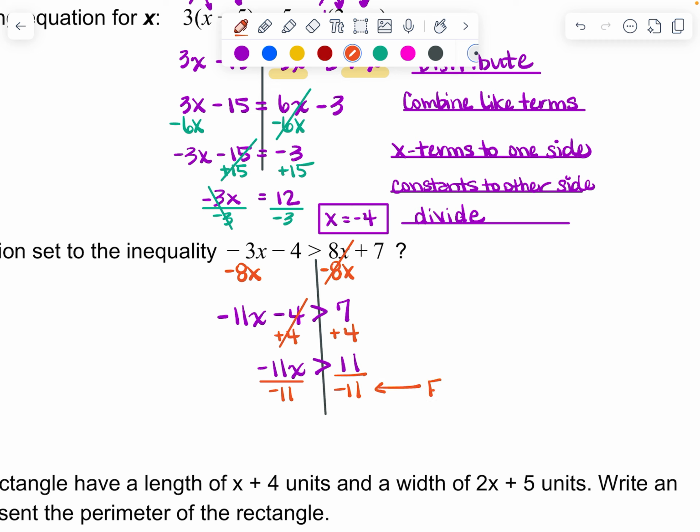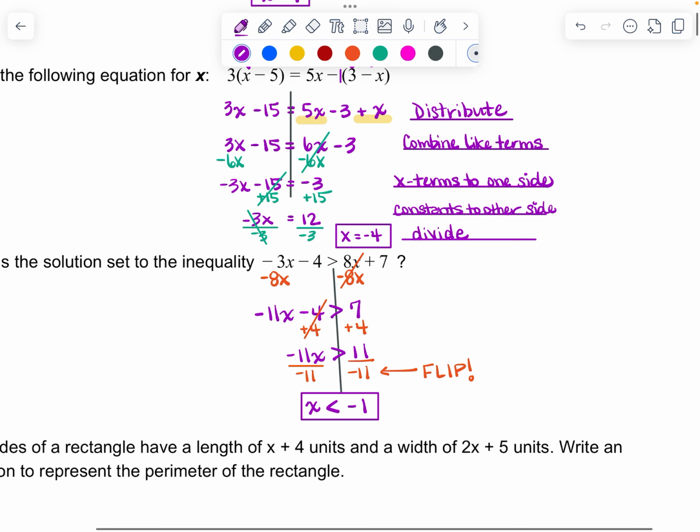Little bells should be going off in your head because you're solving an inequality and you just divided by a negative, which means we just changed the truth value of this entire problem. So we need to switch the inequality to keep it true. And of course, 11 divided by negative 11 is negative 1. And so this is our final answer.